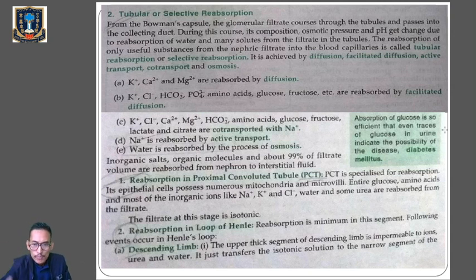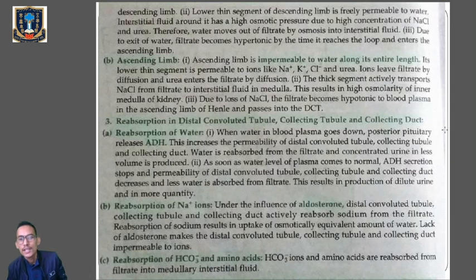Then there is reabsorption in the loop of Henle, which has two limbs, the descending limb and the ascending limb. In the descending limb there is also reabsorption. The upper thick segment of the descending limb is impermeable to ions, urea, and water, and just transfers the isotonic solution to the narrow segment. The lower thin segment of the descending limb is freely permeable to water.